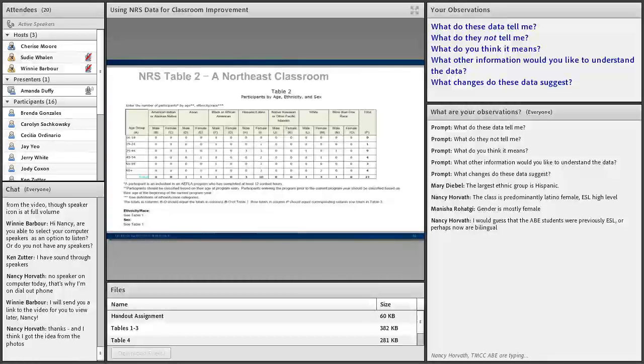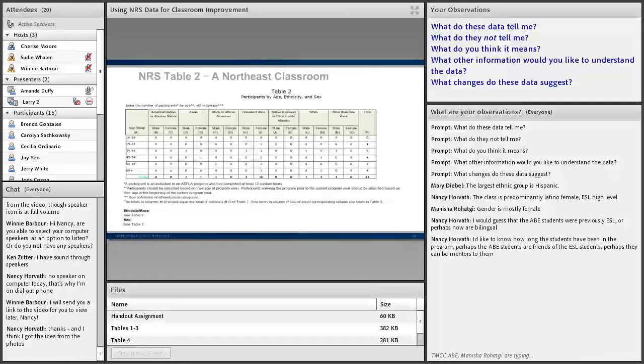And once you've taken a look and thought about it, go ahead and put your responses in the chat pod. All right, we've got a few people typing to share their responses. Okay, I don't see the typing anymore. So when we're looking at Table 2, we're looking at participants by age, ethnicity, and sex. Oh, here Nancy says, I'd like to know how long the students have been in the program. Perhaps the ABE students are friends of the ESL students, and perhaps they can be mentors to them.